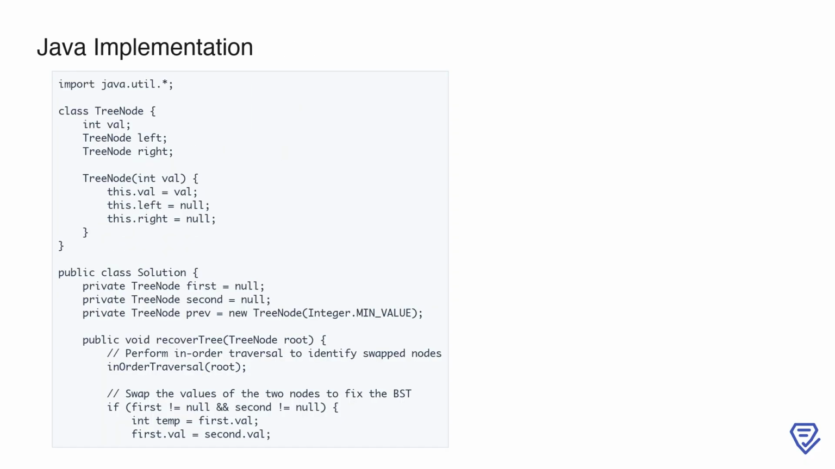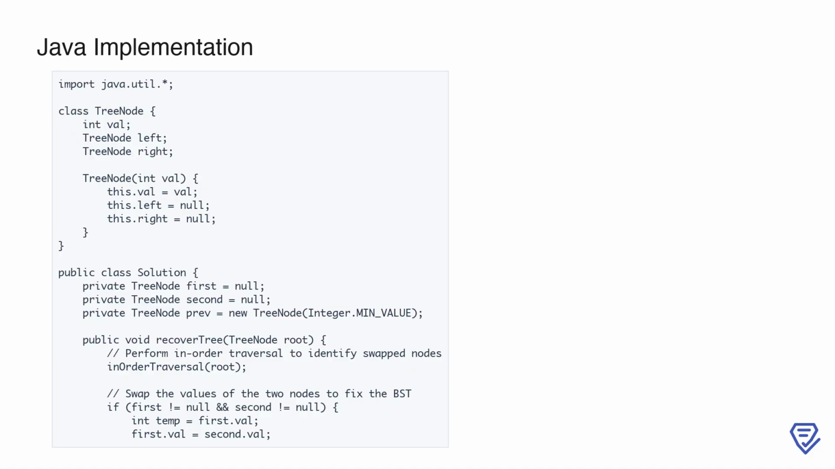Here, we begin the implementation by defining the basic structure of a binary tree node with the treeNode class. Each node holds a value and has references to its left and right children. Next, in the solution class, we declare three variables, first, second, and previous. These will help us identify the two nodes that have been swapped. Initially, first and second are set to null since we haven't identified the swapped nodes yet, and previous is initialized to a tree node with the smallest possible integer value.